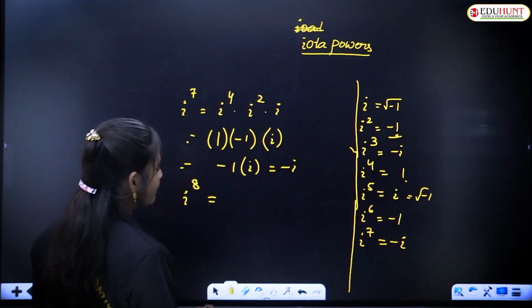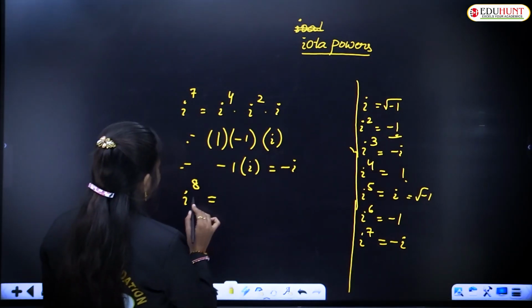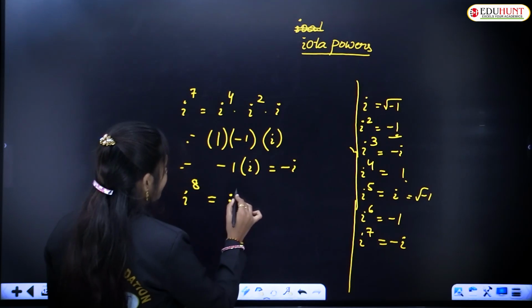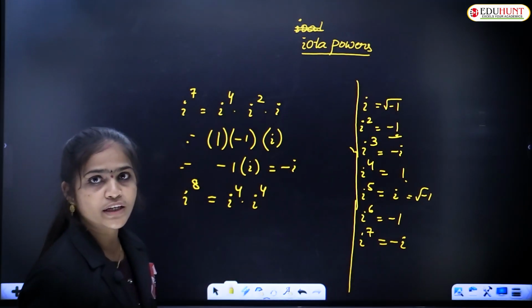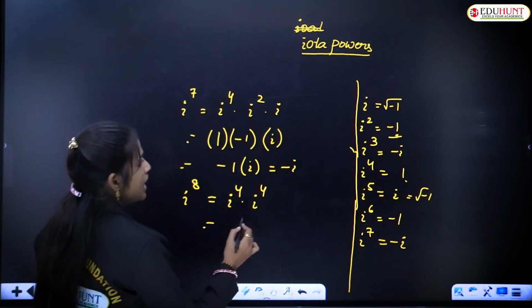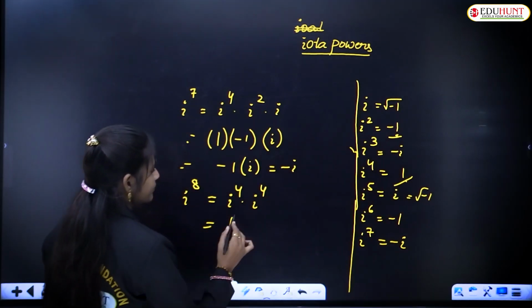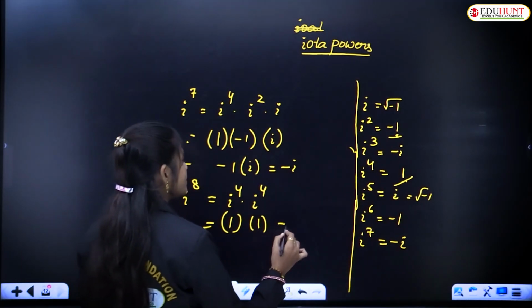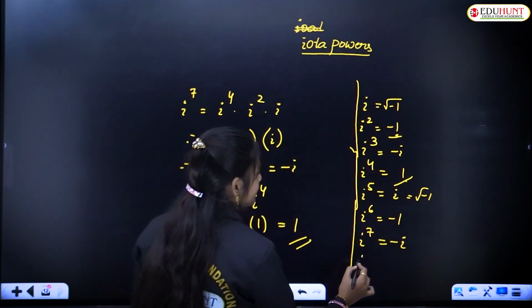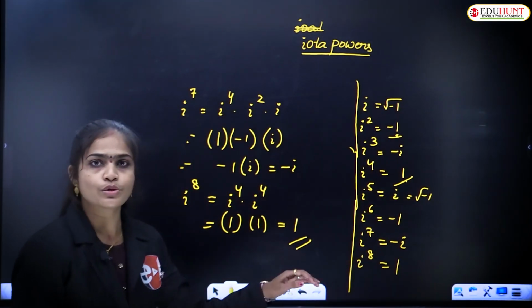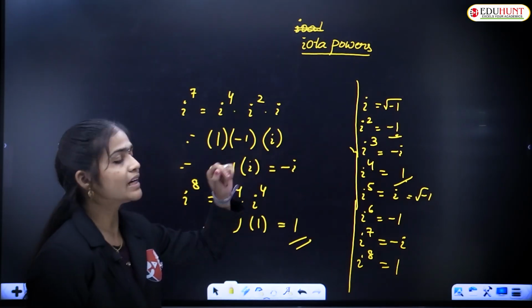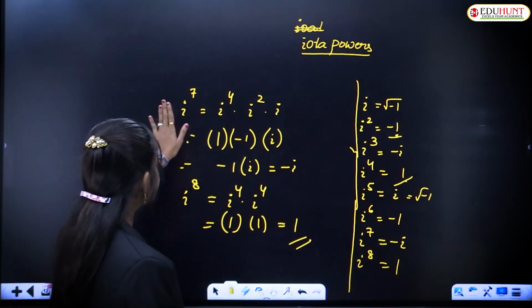Here onwards you will get some clarity. So here i power 8 means i power 4 into i power 4. Shall we write like that? i power 4 value is 1, and again i power 4 value is 1. So 1 into 1 is 1. So i power 8 is 1. Am I clear? So why madam, you have taken values up to 8 here, I will tell you that, listen.